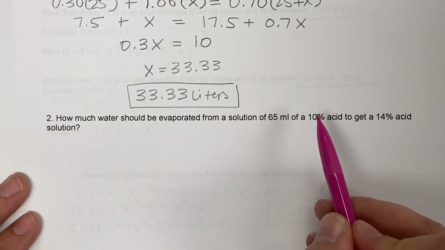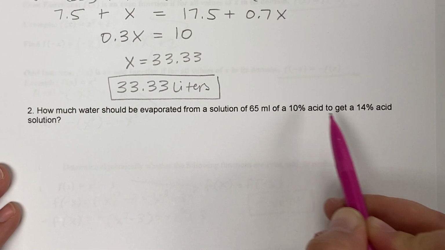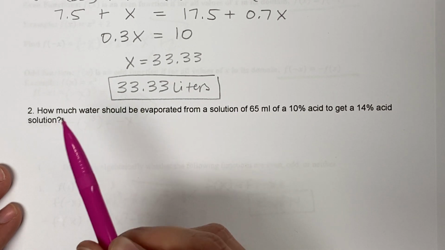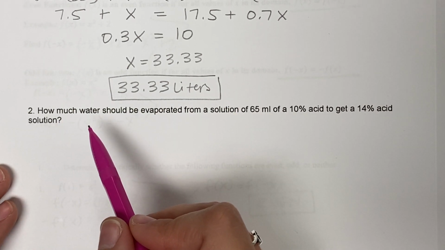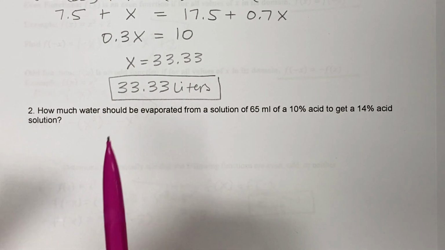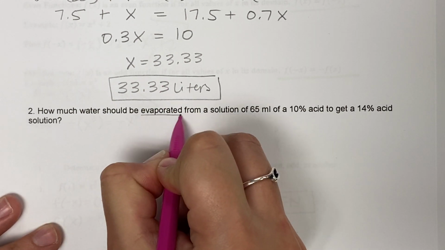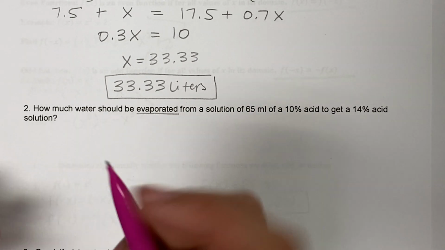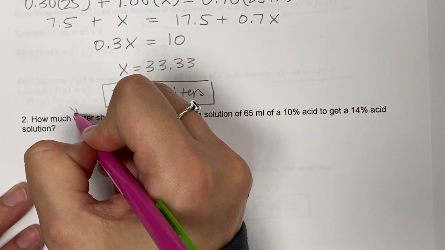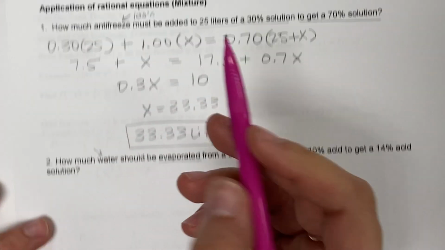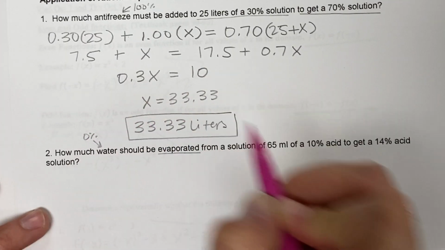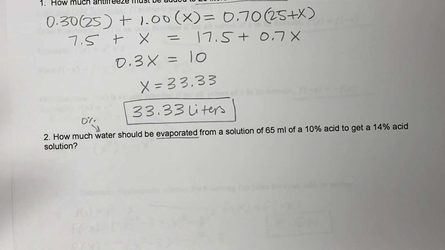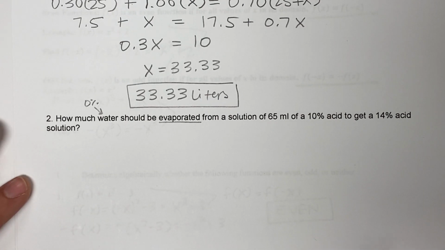So we want our solution percentage to increase by taking out the water. So basically this time we're removing the water to leave acid. Now you probably realize evaporated, we are going to be subtracting because I'm taking out water. But unlike antifreeze being at 100%, water is 0%. There's no acid or salt or anything in there.